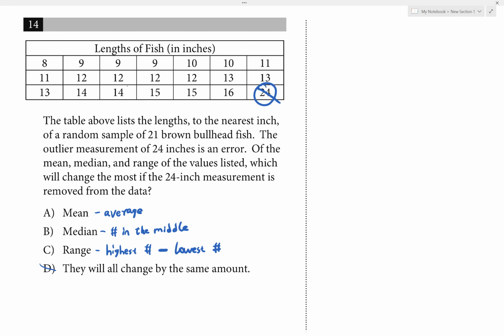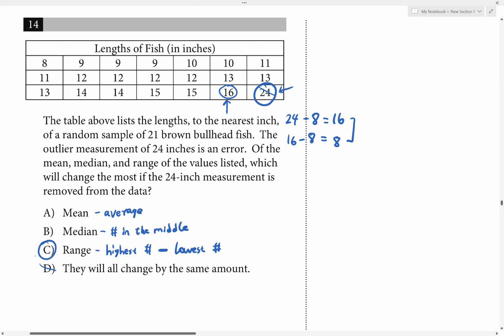And for the range, the range is the highest number minus the lowest number. So our range used to be, if we count the 24, 24 minus 8, so that would be 16. And if we get rid of the 24, it will be 16 minus 8, right? The biggest number now, if we don't have 24, will be 16. So 16 minus 8 will be 8. Okay, see, this difference is very big, right? We used to have 16 for the range, but now the range is 8. So it's a big decrease here. Okay, a big difference. So the biggest change should be the range.